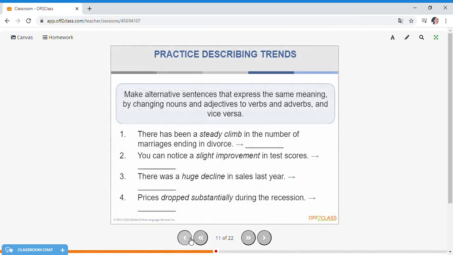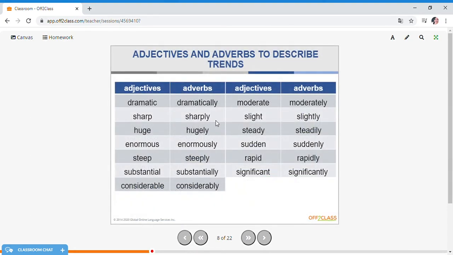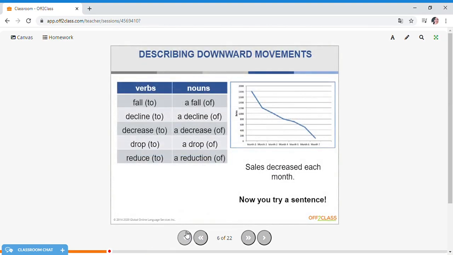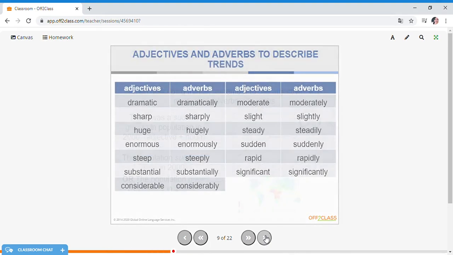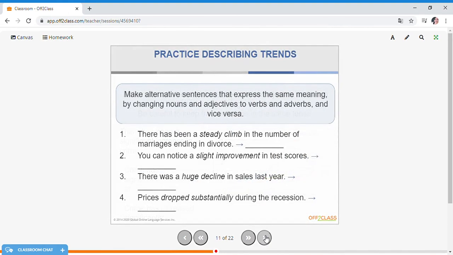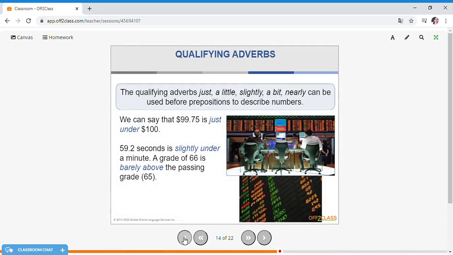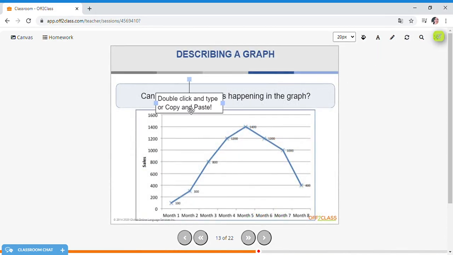Remember that we have a list of adjectives and adverbs and also a list of verbs that will help us describe this. Okay, so let's begin. During the first period, they started very well. They started increasing the sales. So you may start with something like this.